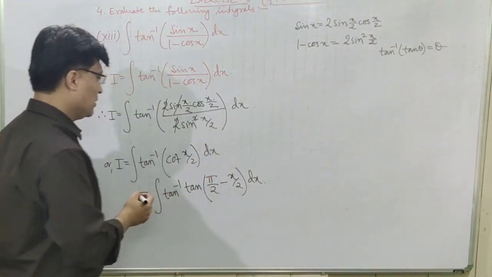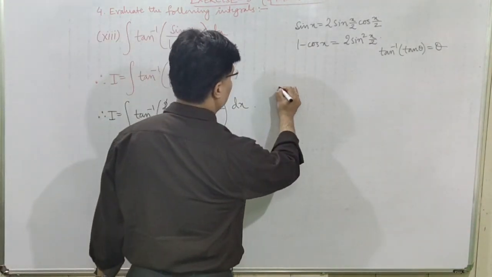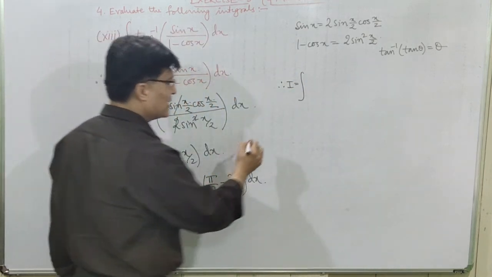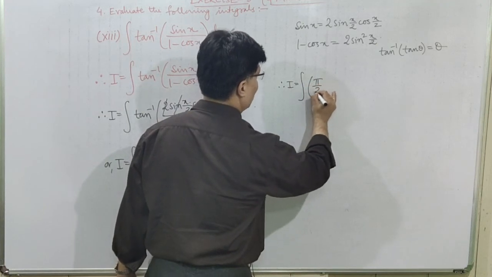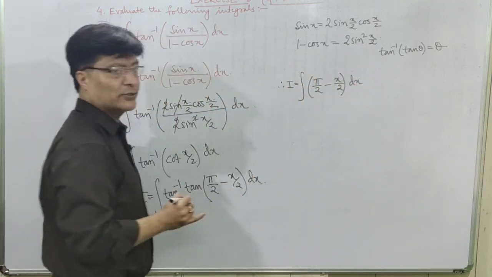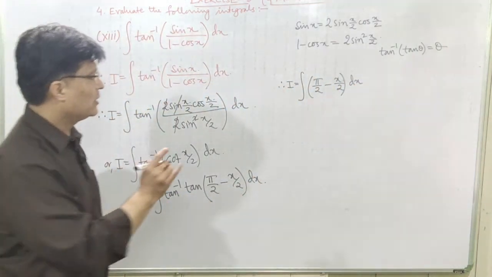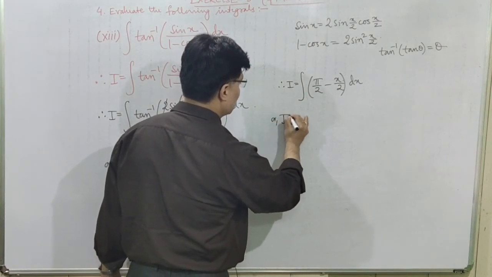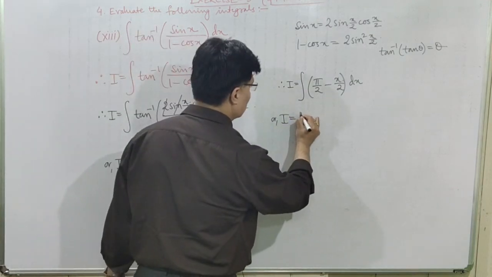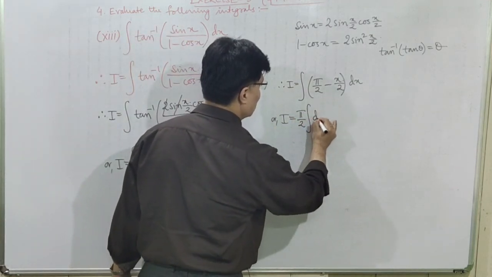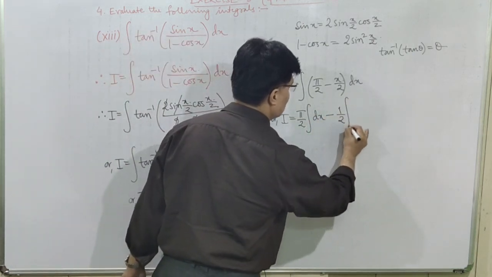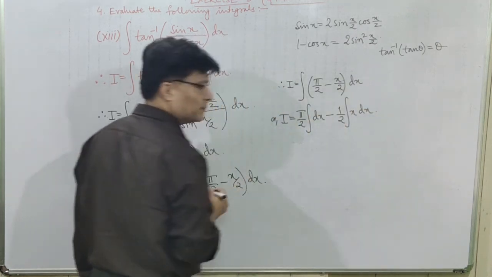So what will you write for I here? Therefore, I is equal to the integration of, tan inverse tan will be cancelled, so within bracket we have pi by 2 minus x by 2, bracket closed, dx. I think you have understood it. Now you can separate the terms. Constant terms should be written before the integral sign. So pi by 2 is constant: pi by 2 integral sign dx minus, here half is constant, and this is the integration of x dx.